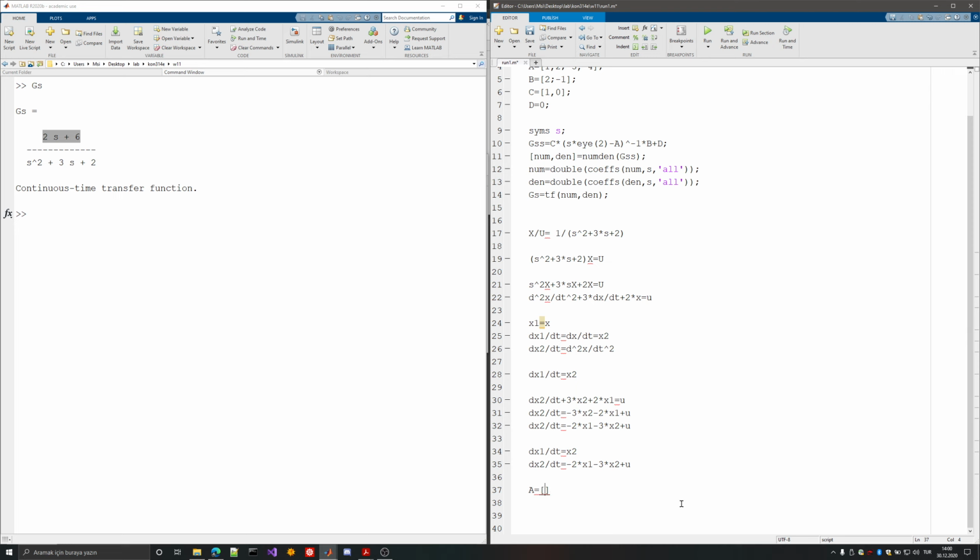So if I'm going to define the matrix version here, for the first row I have dx1/dt. It doesn't depend on x1, so the x1 coefficient is 0. It depends on x2 and the coefficient is 1. And then for the second row, where dx2/dt is calculated, I have minus 2 of x1 and minus 3 of x2. So this is basically my A matrix. After that, I can see that I have input only in the second row. The first row doesn't have an input, and the coefficient of the input is 1.